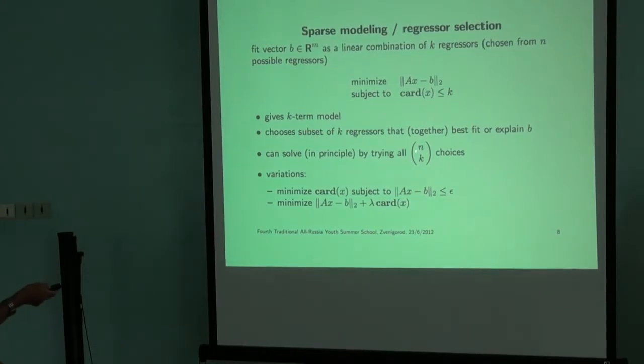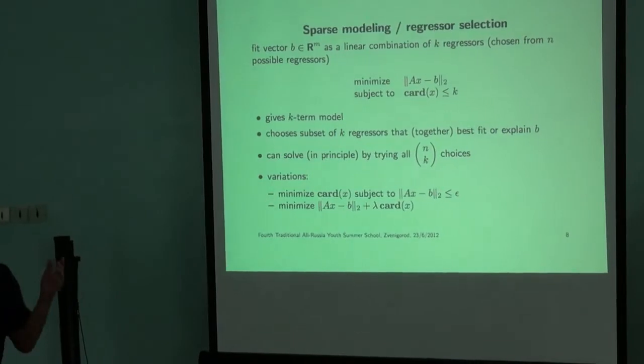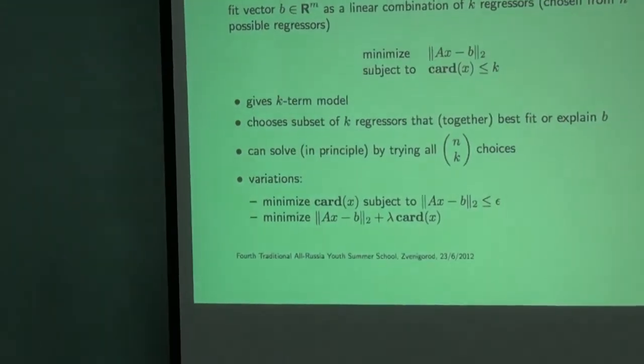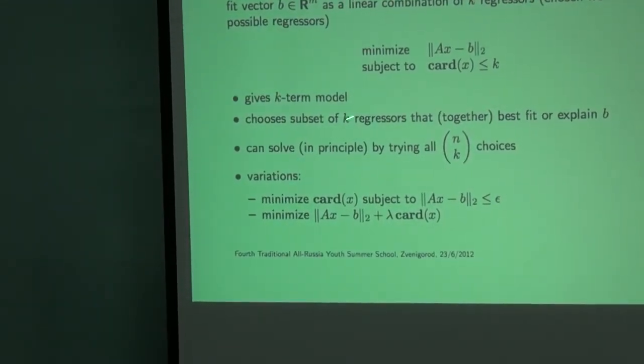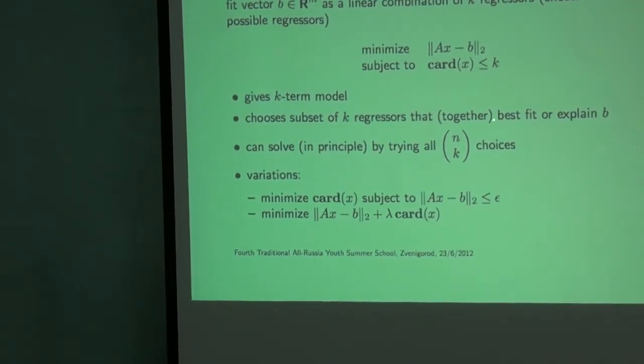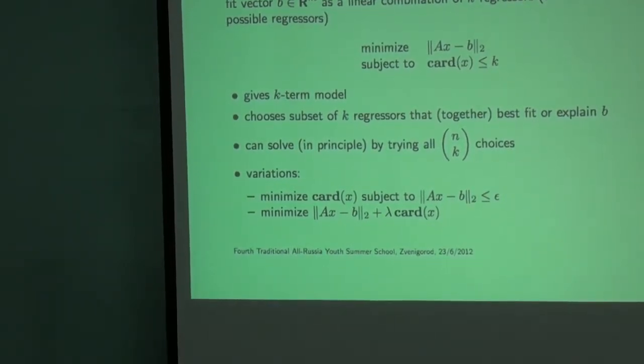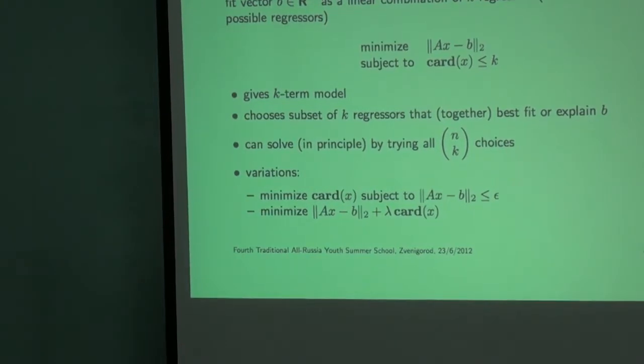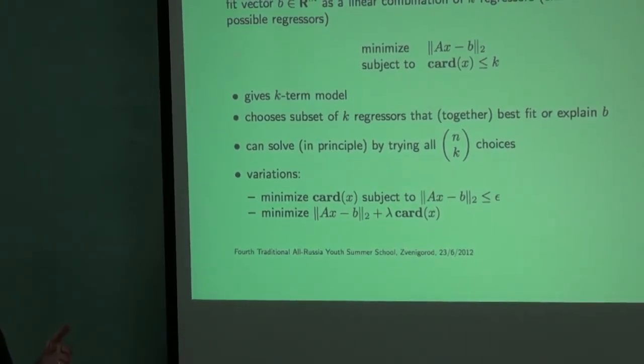If n is 100 and K is 3, you could do it. You could just enumerate all the choices, right? And the idea is it chooses a set of the regressors that together best fit or explain B. You do not get the answer by doing a stage-wise regressor selection.